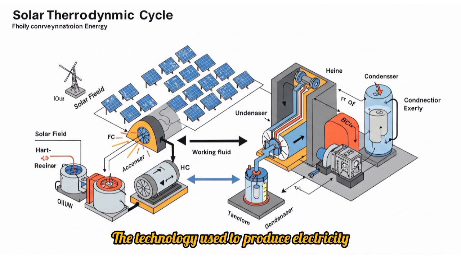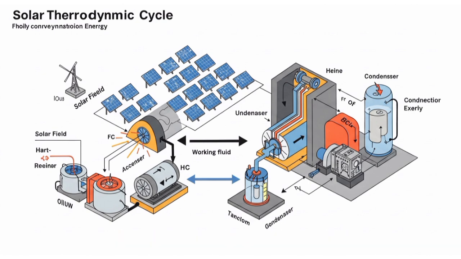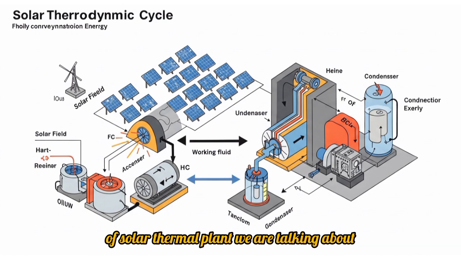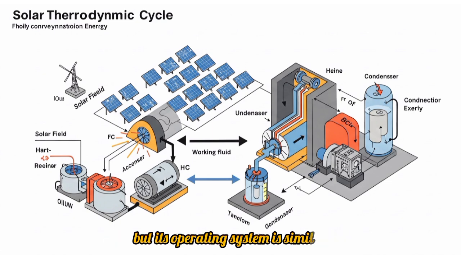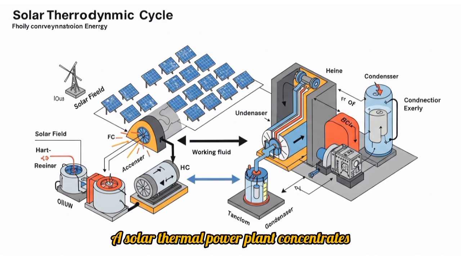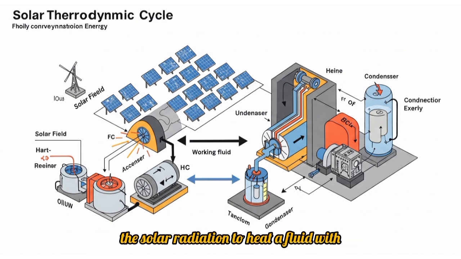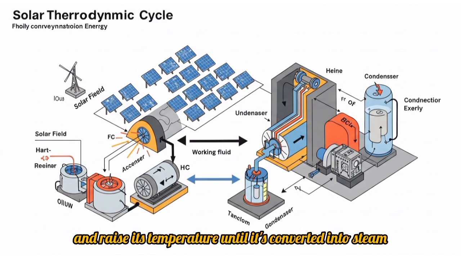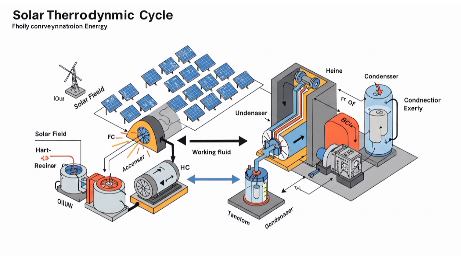The technology used to produce electricity is slightly different depending on the type of solar thermal plant we are talking about, but its operating system is similar. A solar thermal power plant concentrates the solar radiation to heat a fluid with thermally conductive properties and raise its temperature until it's converted into steam. It's then fed to a turbine.